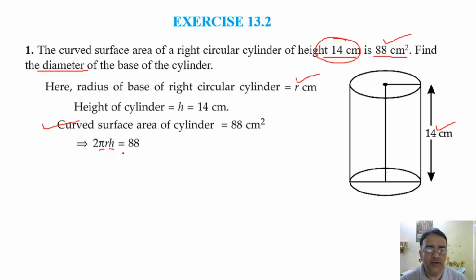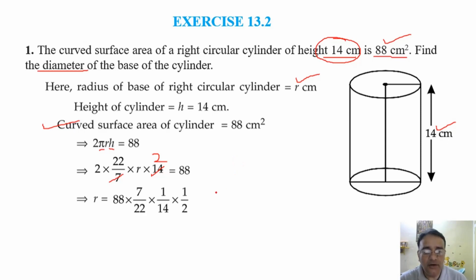So 2 into 22 by 7 into r into 14 is equal to 88. See, this two can be cancelled. Okay, so what are we going to get on the left hand side? 88 R. Okay? Any doubt? No, sir. Okay, fine. So we are getting, or if you want to shift all this to the other side, you can shift. And the other way I just told you, if we simplify it all here only, then 88 R is equal to 88 is coming.